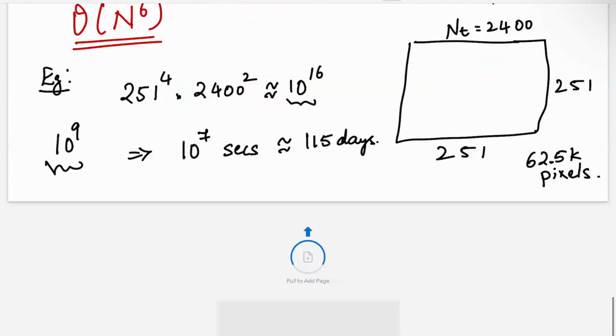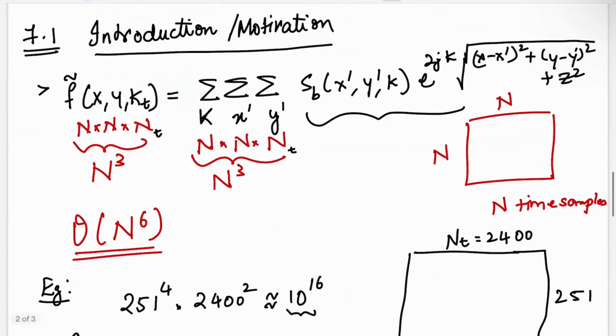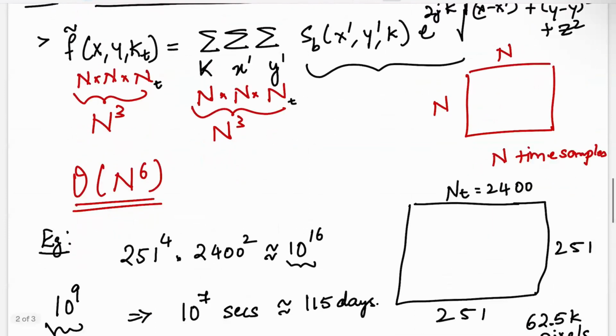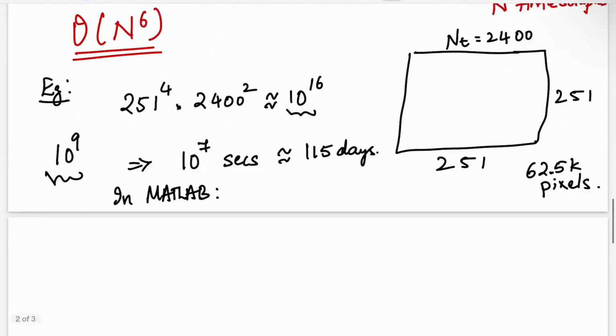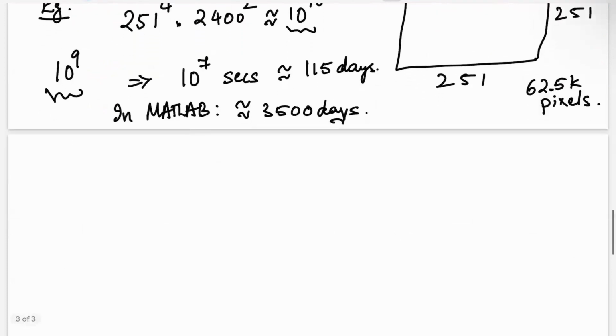So on a standard desktop computer, if you just use this equation and implement it perfectly without any for loops, nothing, this would be about 115 days. Now, in a realistic simulation or reconstruction, let's say using MATLAB, which is what I've done, it works out to about 3,500 days. Obviously I didn't run it for 3,500 days, I just computed it for one pixel. And if you do it for all pixels, that would work out to approximately 10 years, right?